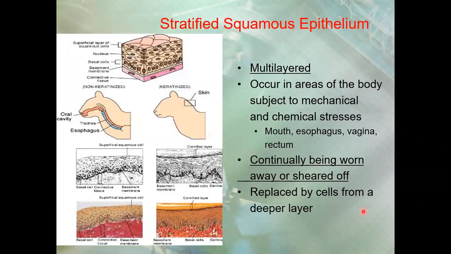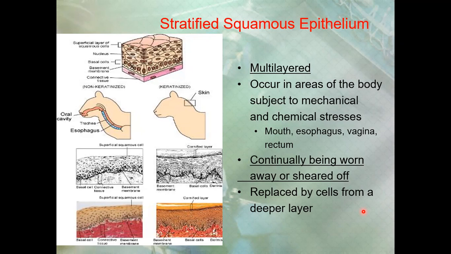All right, so now we're moving out of our simple configurations into our stratified, more than one layer. Stratified squamous are areas that are constantly being worn away. Think of your skin. Your skin is made of multiple layers. As a brand new cell is born, it pushes all of the layers up one, and the uppermost layer is going to then slough off. So you're constantly having new cells up behind it.